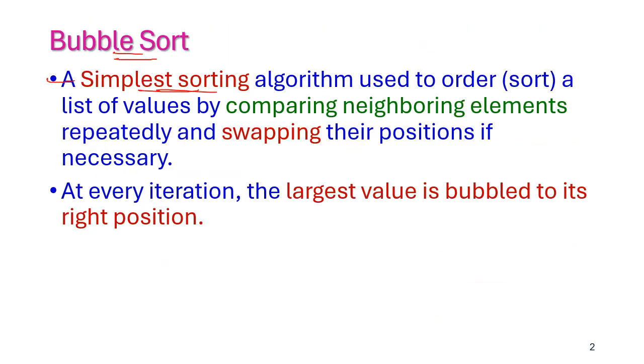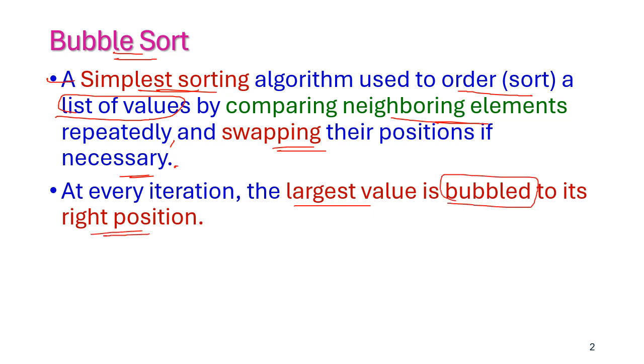Bubble sort is the simplest algorithm which is used to sort or order the list of values by comparing the neighboring elements repeatedly, swapping their positions if necessary. So this is called bubble sort. Bubble sort means the largest value is bubbled to its right position. That is, in every iteration, the largest element, wherever it may be initially, will reach its right position.